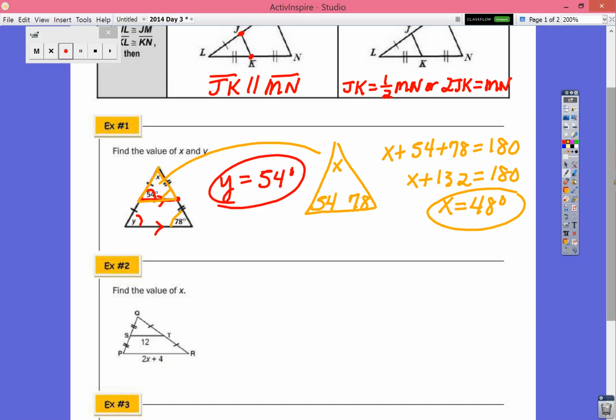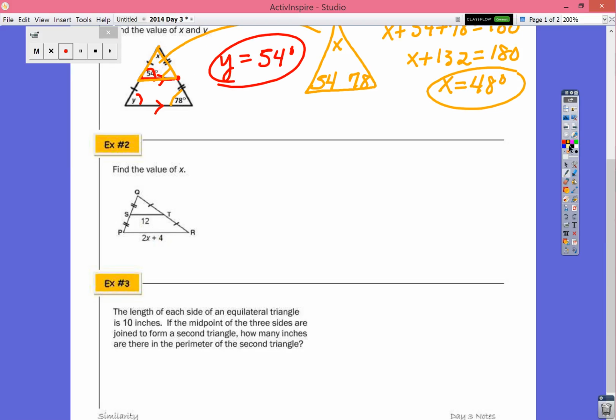Number 2, find the value of X, and X is in an expression representing the length of the segment of a triangle. So again, you can set it up as 12 is equivalent to 1/2 of 2x plus 4, or you can set it up as 2 times 12 is equivalent to 2x plus 4. Now, since the one expression is even, the longer segment, it's very easy to take 1/2. You can still take 1/2 of other segments, you just may be working with decimals.